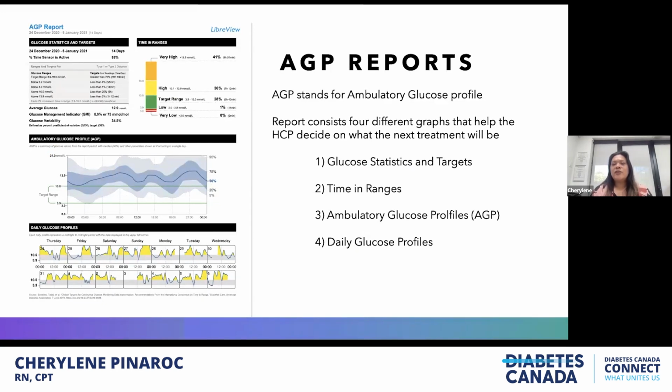There are 4 different graphs that help the healthcare professionals decide on what the next treatment will be. The first report that we look at is up here to your left, which is called the glucose statistics and targets. The next report is the time in ranges. The third report down here is your ambulatory glucose profile. And the fourth report down here is your last 14 days of your readings.